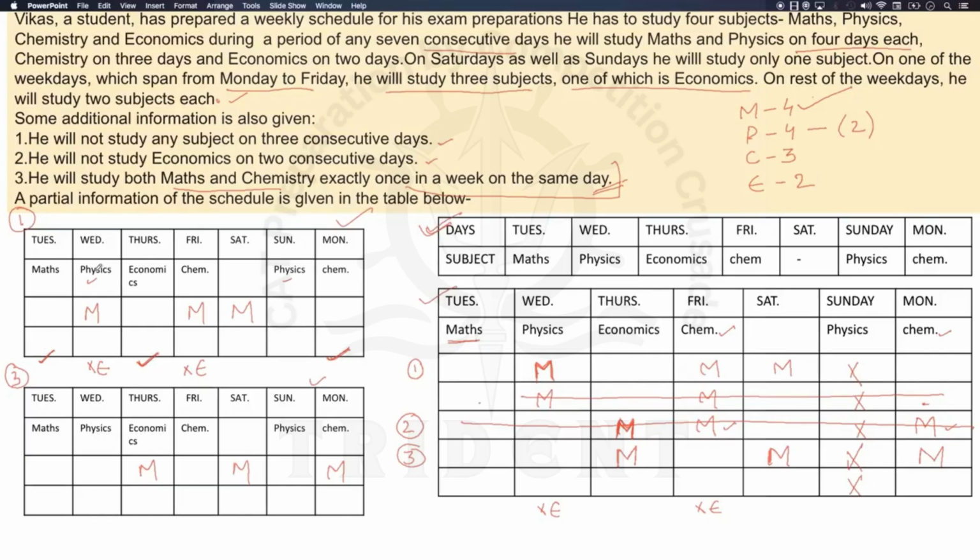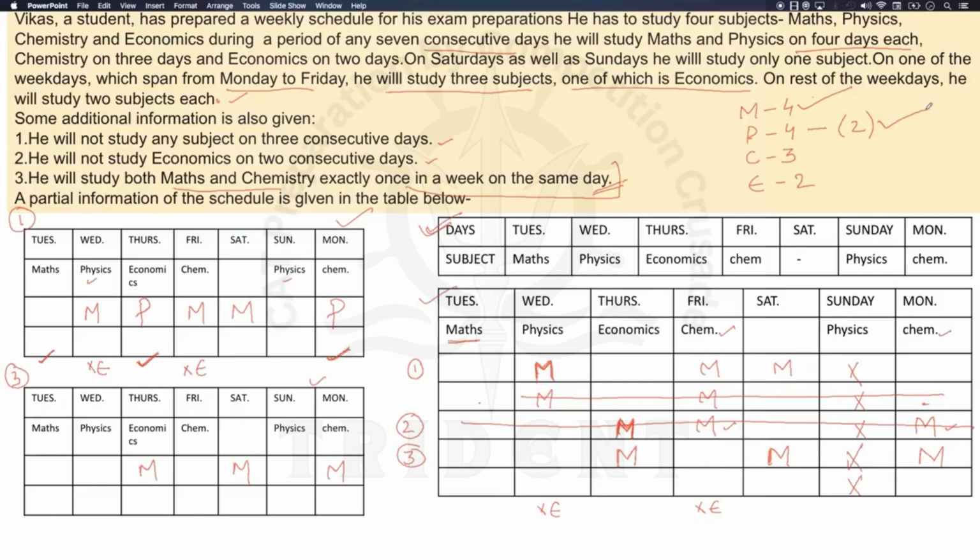Let's try to put physics on Tuesday and Monday. If we put physics on Tuesday and Monday, then again we'll have 3 consecutive physics, that is physics on Wednesday, Tuesday and Monday, which is also not possible. So the only combination left is to put physics on Thursday and Monday. Good enough. Thursday and Monday. So we have arranged 2 physics. So all the physics have been arranged. We are done with all the physics.